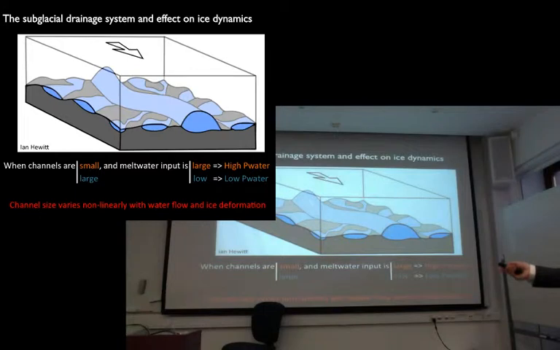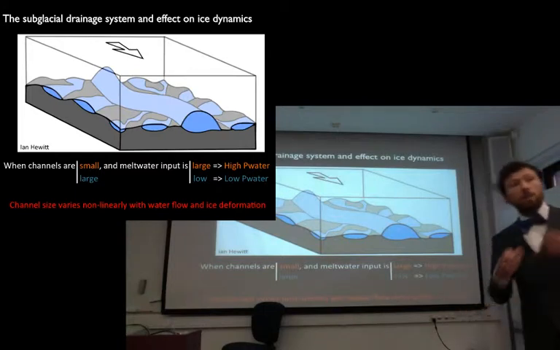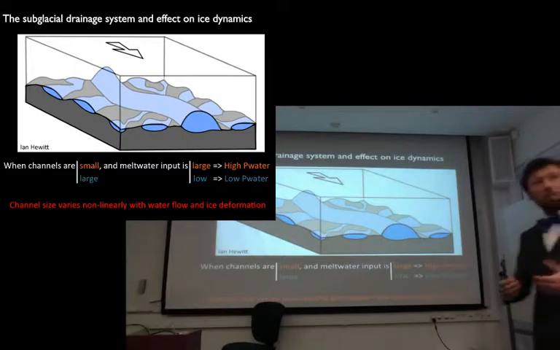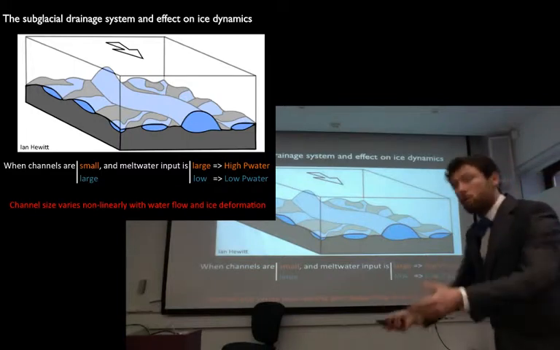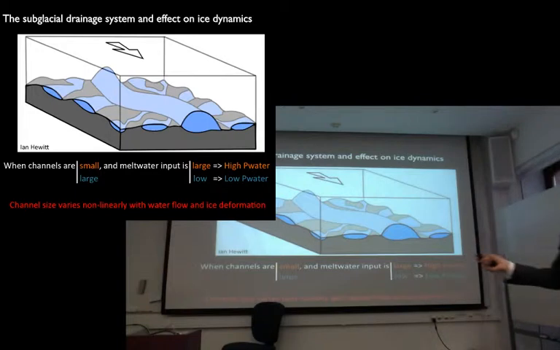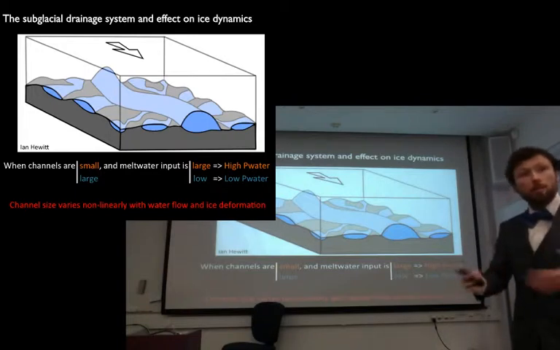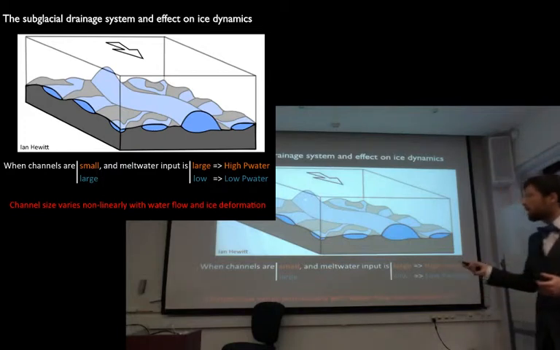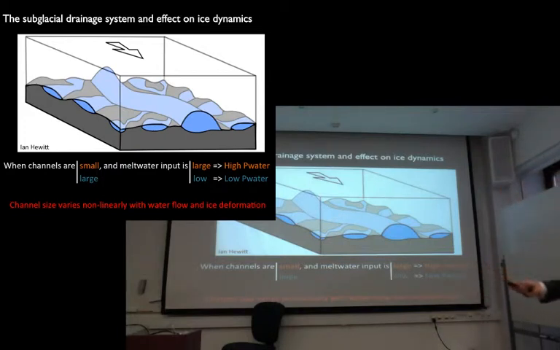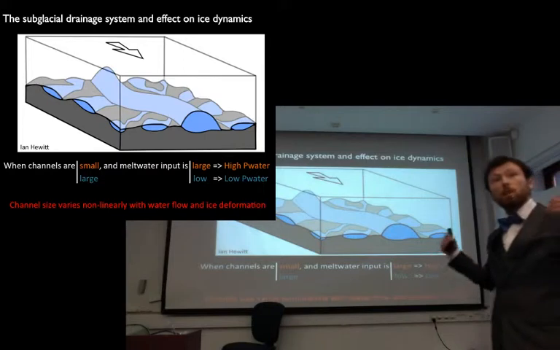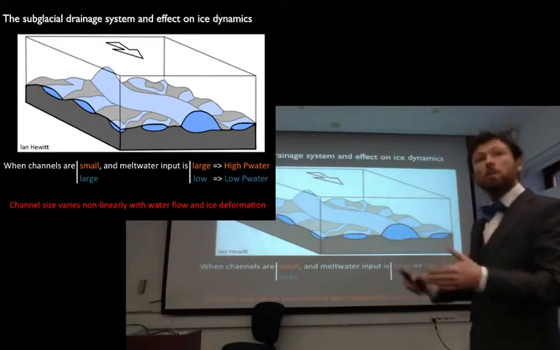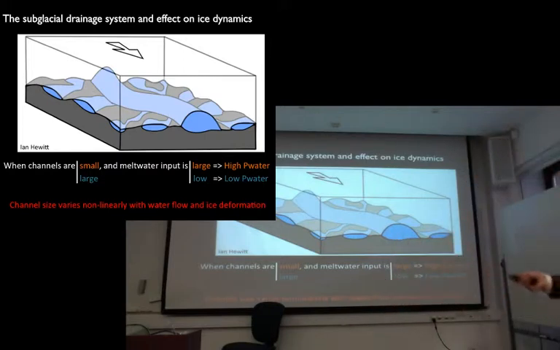We have this channel system, and most of the time they are at low water pressure because it's big, so it evacuates a lot of water. But in some cases, where they are very small, like in spring, they can actually be more pressurized than this system, and they are known to cause a rapid acceleration, a rapid speed up in spring, and I will talk about it in a few minutes.